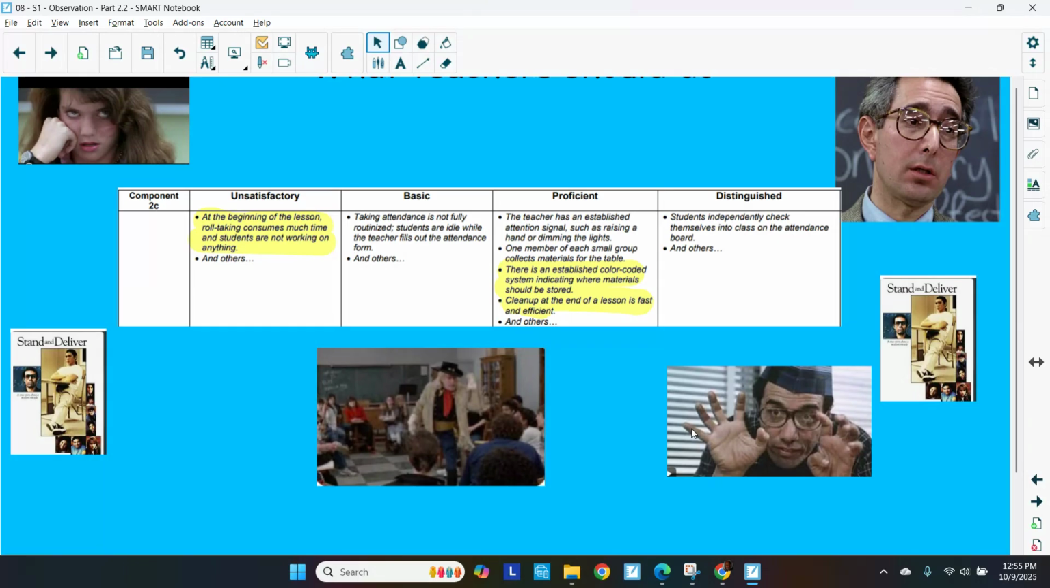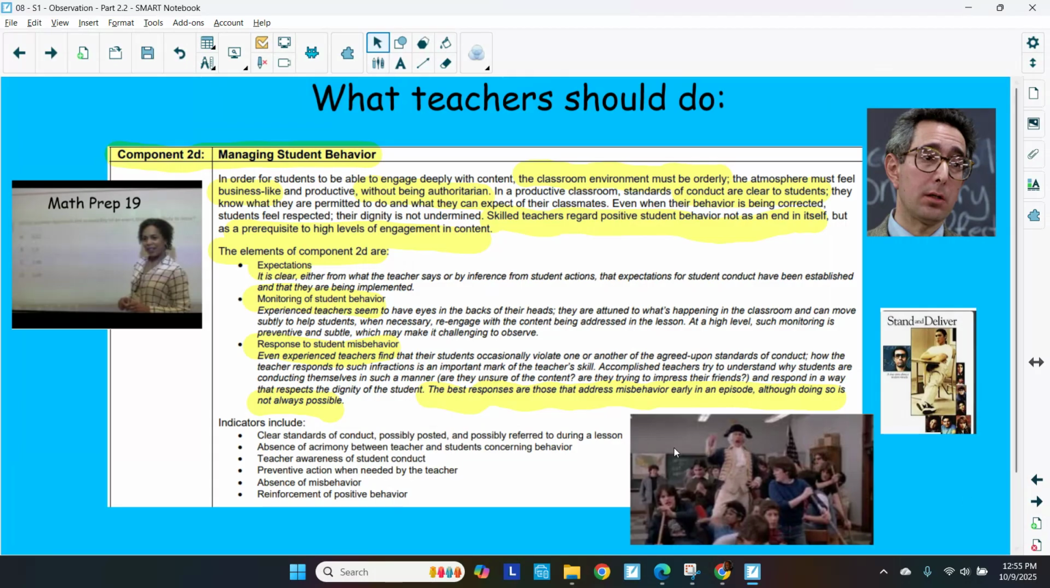So here are some teachers I see down there. And this guy was using his fingers to teach a student how to multiply with his fingers. So, Stand and Deliver, great movie. And I see Miss Matu for Math Prep 19. That's a nice movie we made in 2019.